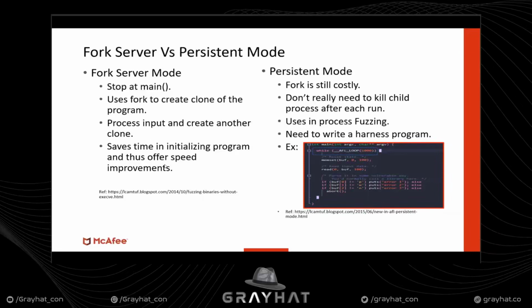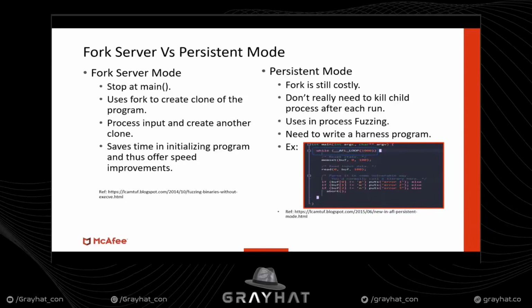As you might have noticed, in the case of fork server mode, AFL still needs to create a clone of the program, then it needs to monitor that process for hangs or crashes, and then it needs to kill it after the operation has finished. That is again time consuming and there is a way to speed things up. In persistent mode, AFL uses a concept called in-process fuzzing or in-memory fuzzing.